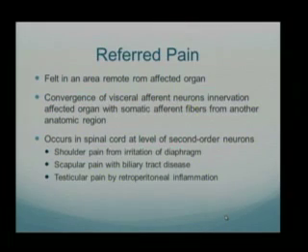So referred pain, finally, is felt in an area which is remote from the affected organ. The pathogenesis behind it is the convergence of the visceral afferent neurons combined with the somatic afferent fibers from another anatomic region in the spinal cord. Usually it occurs at the level of the second order neurons in the spinal cord. Classic examples are the shoulder pain from irritation of the diaphragm, scapular region pain with biliary tract disease, and testicular pain with any retroperitoneal inflammation.